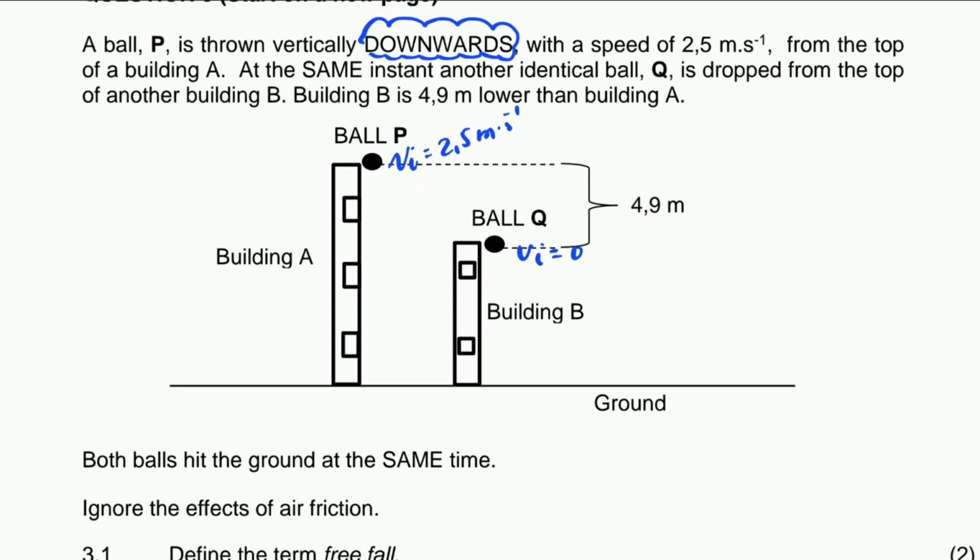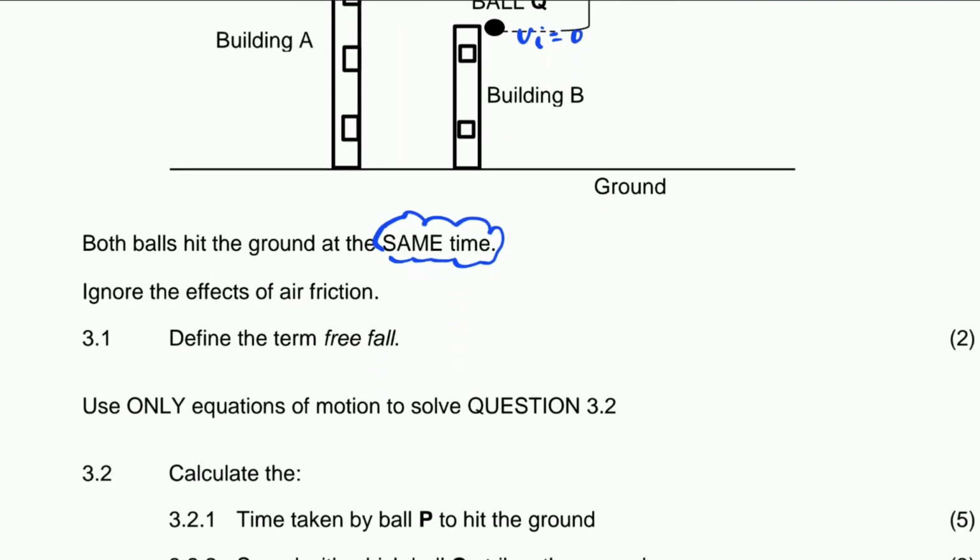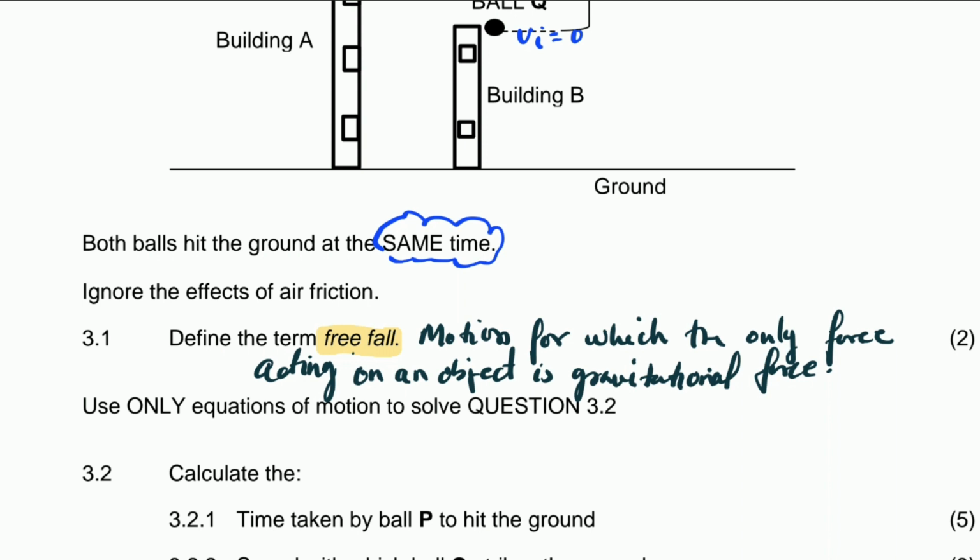Both balls hit the ground at the same time, and this is important data. The time they took to hit the ground was the same. Ignore the effect of air friction and define the term free fall. Free fall is a motion for which the only force acting on an object is the gravitational force. Remember, the only force acting is the gravitational force. Very important, so make sure you don't miss those words.